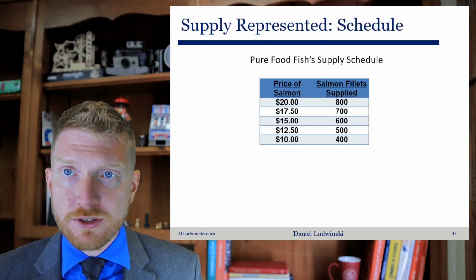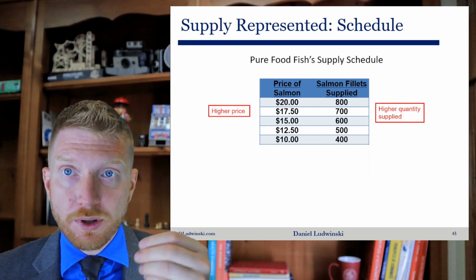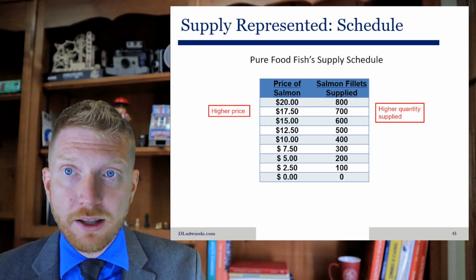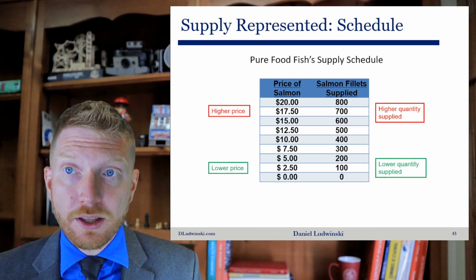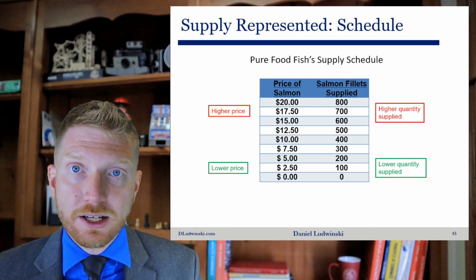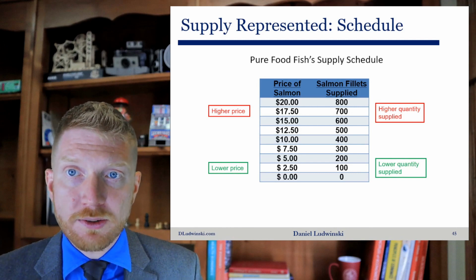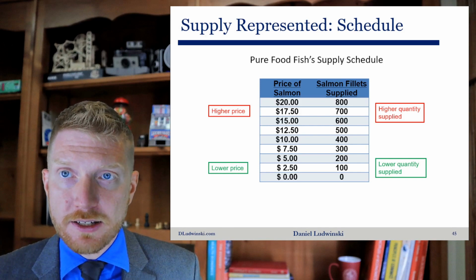Looking at this table or schedule here, we see that higher prices are associated with higher quantity supplied. And if we look at the lower prices, no one wants to sell things if they're not getting a lot of benefit from those sales. So we see lower quantity supplied in that instance.